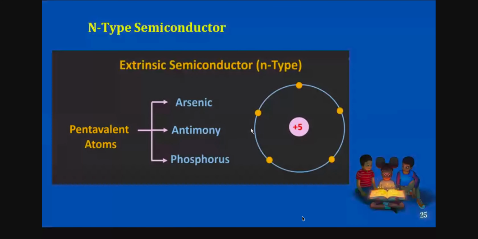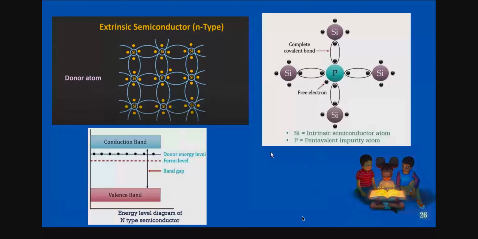In the previous case, you have only 3 electrons, so there is a deficiency, but here you have an extra electron to form the bond with the impurity atoms. So let us see what the structure and energy band diagram in an n-type semiconductor look like. Now you can see the same figure, but here you have the extra electron.